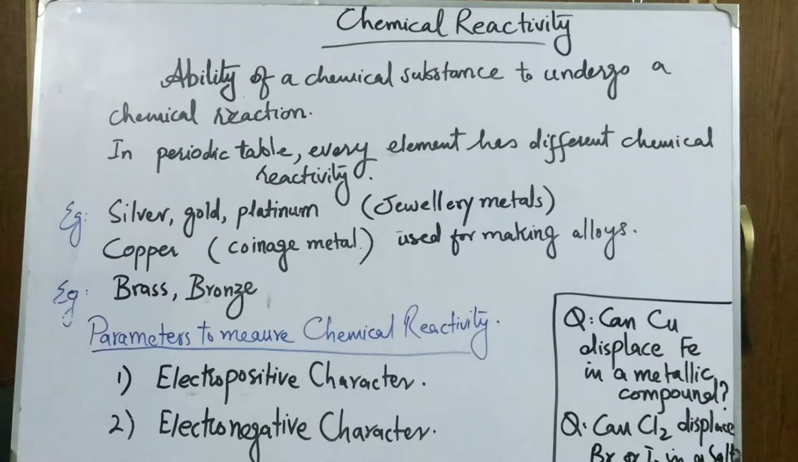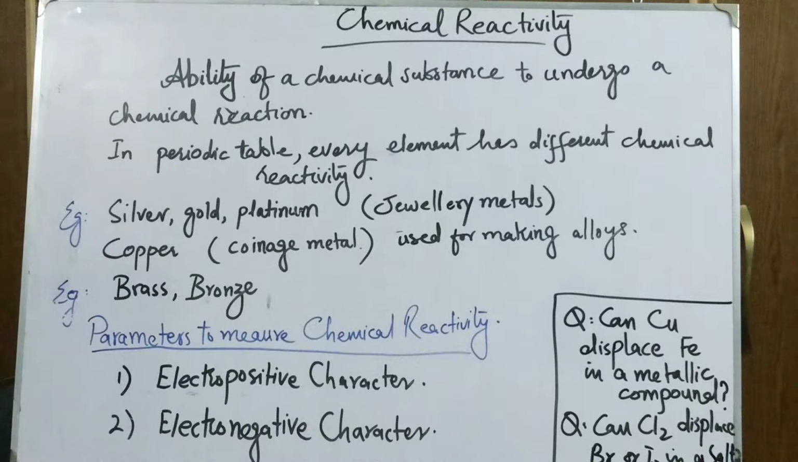It is a very important topic of chemistry. Chemical reactivity means the ability of a chemical substance to undergo a chemical reaction. This is called the chemical reactivity of that substance. The reactivity of every substance in the periodic table is different. In the periodic table there are 118 elements and every element has different reactivity.